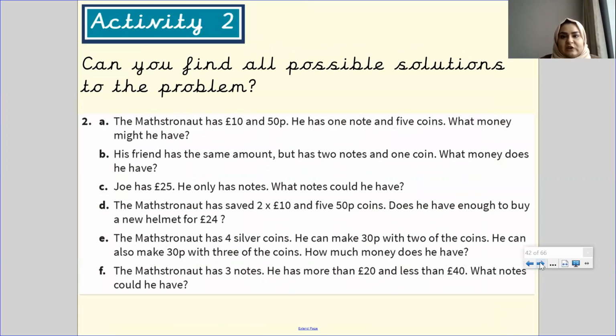Activity 2 says, can you find all possible solutions to the problem? Okay, so you have questions here. So 2A says the astronaut has £10 and 50p. He has one note and 5 coins. What money might he have? So you need to find as many solutions as you can, to find the total using different ways. Okay.